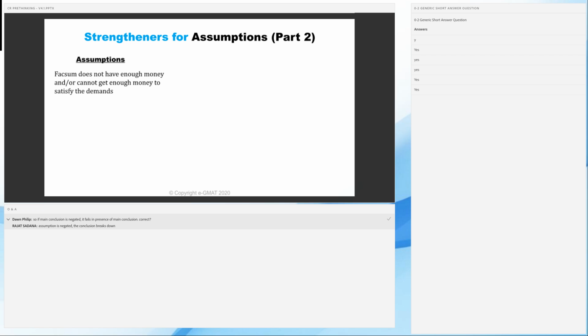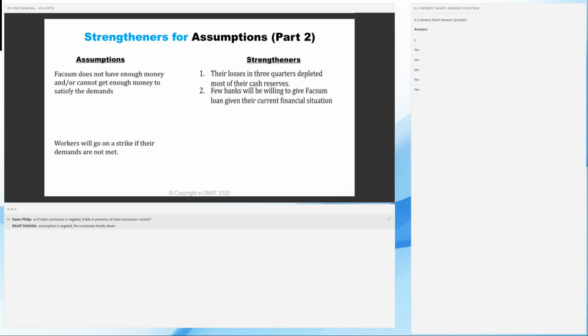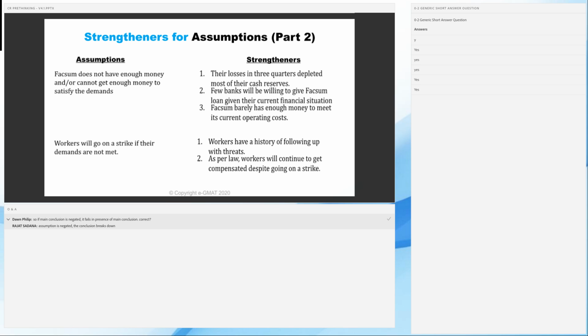And then we're going to really look at what would strengthen this assumption. Faxam does not have enough money or cannot get enough money to satisfy the demands. If that's the case, then the strengtheners are, hey, the cash reserves are gone. Number 2, banks are not willing to give them money given their current financial situation. Or Faxam simply does not have enough cash, which is the same as saying number 1, that their cash reserves are depleted. If number 2 is there, then we either have workers having a history of following up with threats, or as per law, even if workers go on a strike, they'll be duly compensated. They'll get most of the compensation.